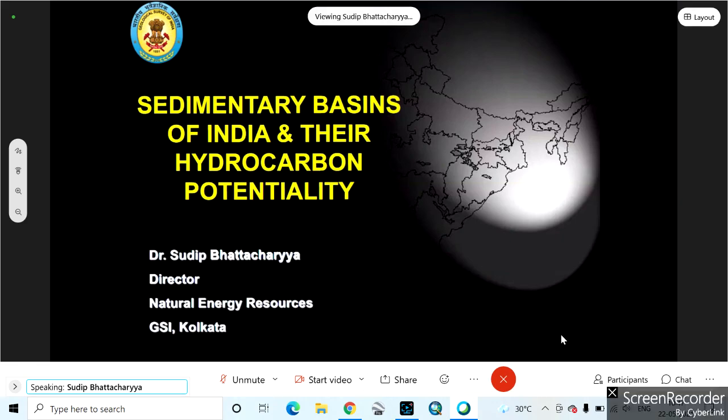Note the different types where it will occur, and then we will come to the hydrocarbon potentiality part. So I have divided my deliberation into three parts. One is about your sedimentary basins, what are the sedimentary basins normally we are studying, and number two, with respect to our solid and liquid fossil fuel.